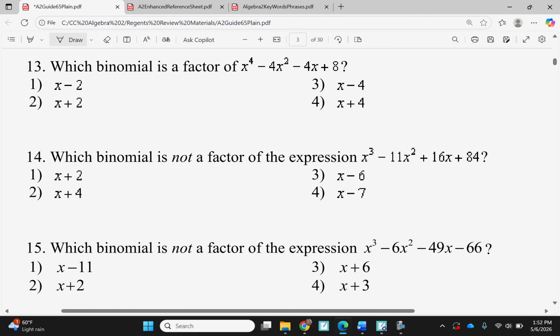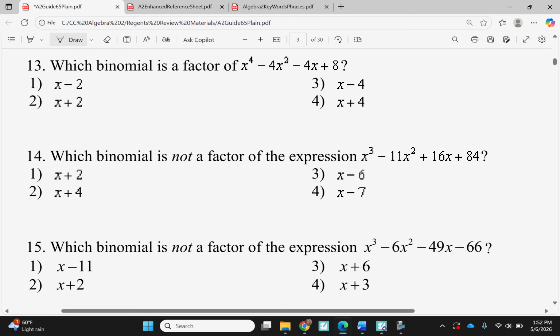That brings us to the multiple choice version of this. We're just going to go through each choice. Which binomial is a factor? Well, I'm going to start by seeing if x minus 2 is a factor by substituting 2 in. I don't have to show the work on paper since it's multiple choice.